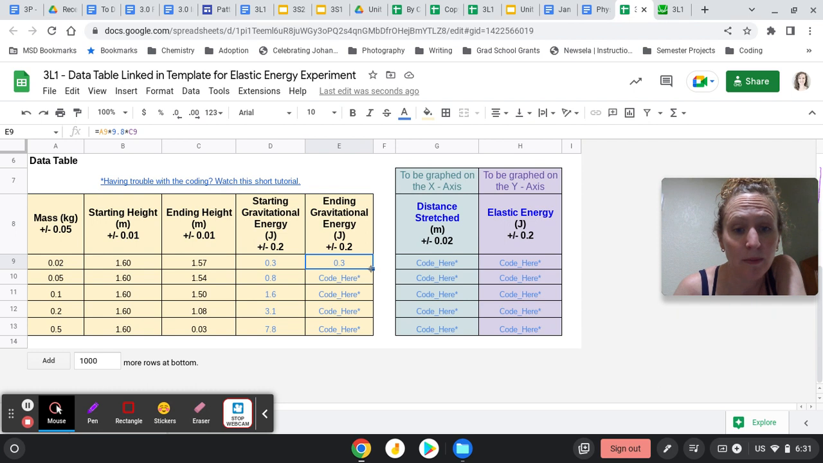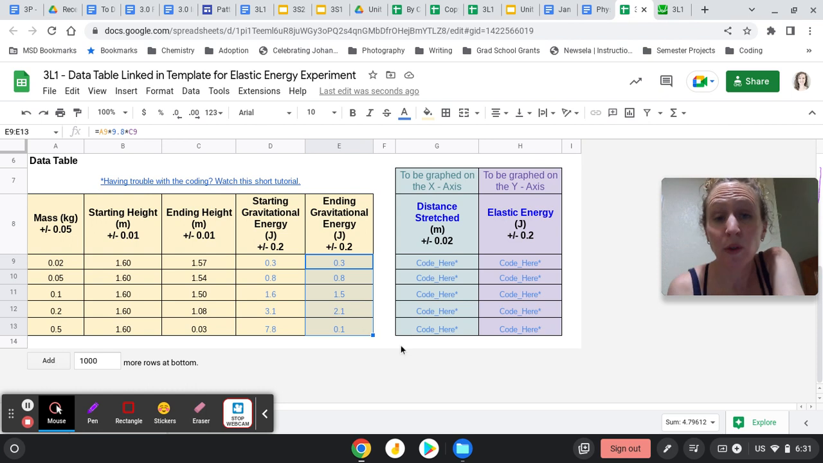I'm going to click that blue box in the lower right-hand corner, drag and drop. And then I have all my ending gravitational energy. If you need to pause this video here in order to fill in those 2 columns, please do that.